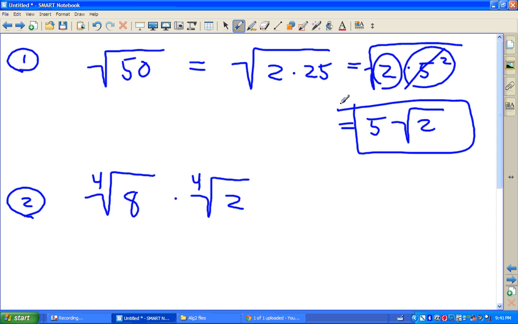Done. So look for perfect squares when you see big numbers like this. If you want to check it on your calculator, you can take the square root of 2, multiply it by 5, and you should get a decimal number.